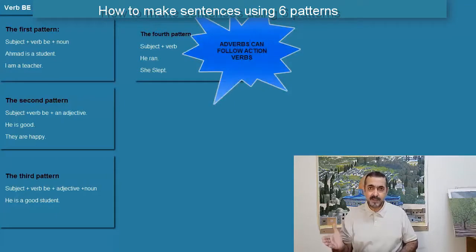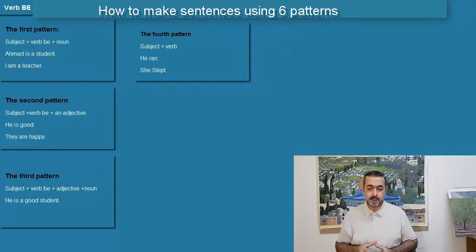Remember that adverbs can follow an action verb. Adjectives come before nouns. Adverbs can follow action verbs. So here we can add an adverb after the verb and make our sentence more interesting. He ran, we can say he ran quickly. She slept, we can say she slept deeply, soundly, and so on.